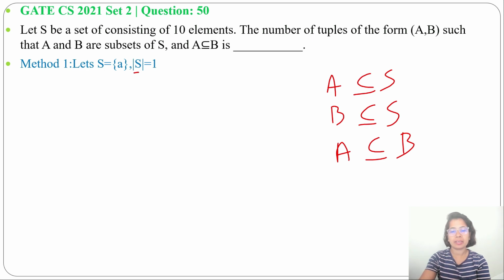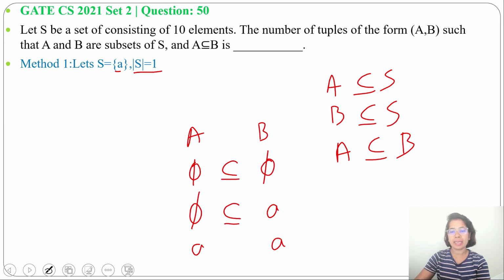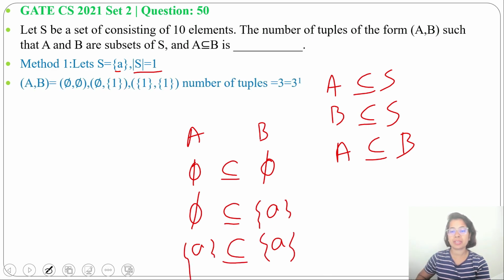So S cardinality equals 1, S contains just a. Now what will A contain, what will B contain. When A is the empty set, B can be the empty set. When A is the empty set, B can also be {a}, and both A and B can be {a}. The empty set is a subset of the empty set, the empty set is a subset of {a}, as the empty set is a subset of every set, and {a} can be a subset of {a}. So there are three possible tuples when S length equals 1. So the number of tuples equals 3. We can say 3 power 1.